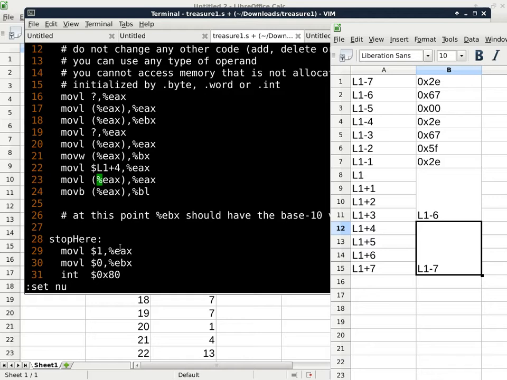All right, so are there any questions about this one? I mean, once you know how to get to this one, the other ones are pretty much the same. Any questions about Treasure 1? No questions? All right.